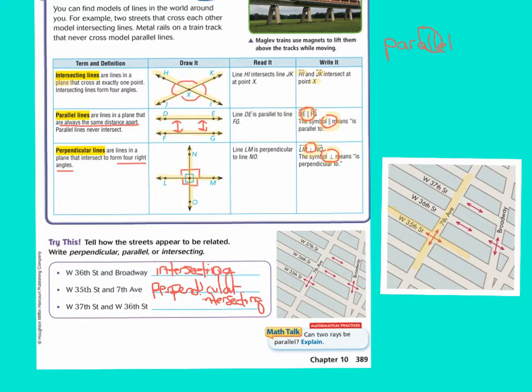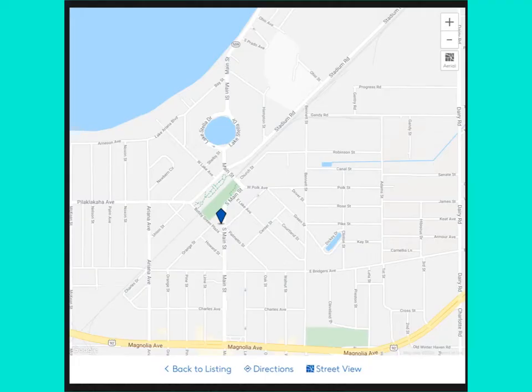Lastly, we have West 37th and 36th Street. So let's take a look here. So we have West 37th, which is this guy, and West 36th. They do appear to be the same distance apart at all times, and they are not touching, so therefore they are parallel to each other. Let's take a look at our next slide.